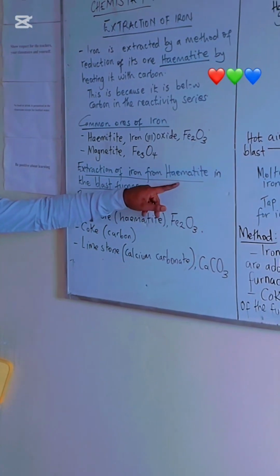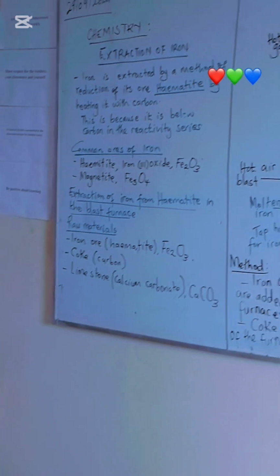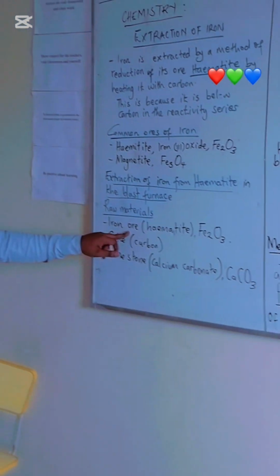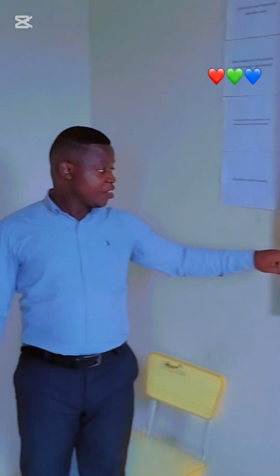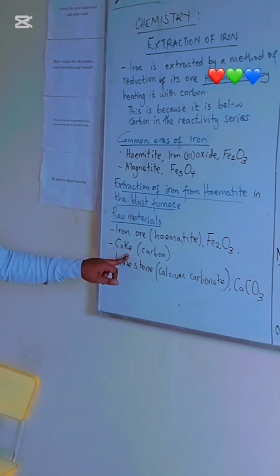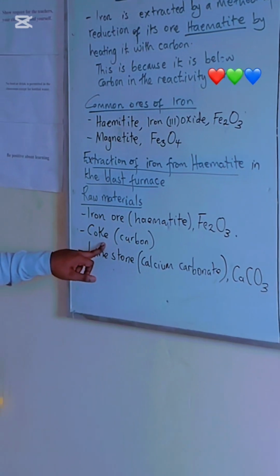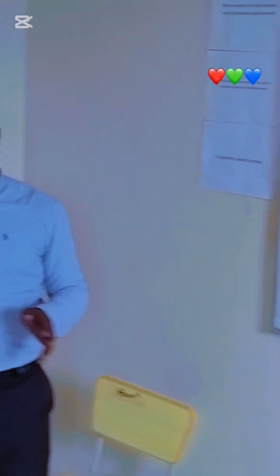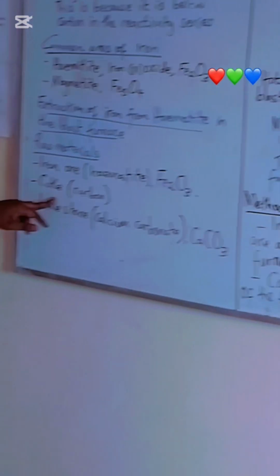Okay? So Haemetite in the blast furnace. We need raw materials if we are to extract iron. One of them is iron ore, which is Haemetite. We need coke. Coke is just carbon. In some countries, more so those temperate countries, coke can be used as a source of heat during conditions of coldness in the winter. They can burn coke to release the heat that can warm them in their houses. So coke is just a form of carbon.